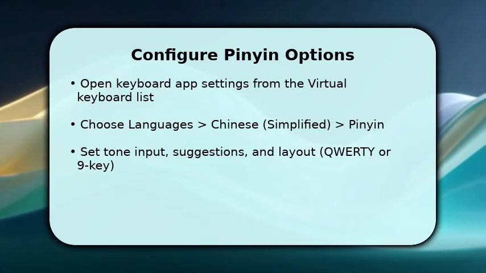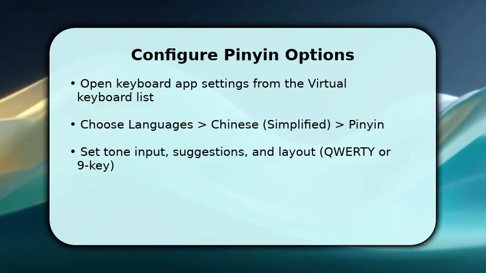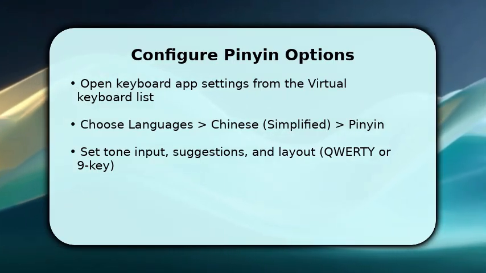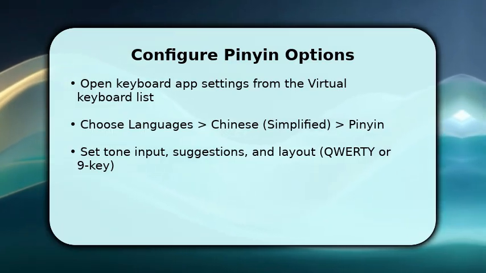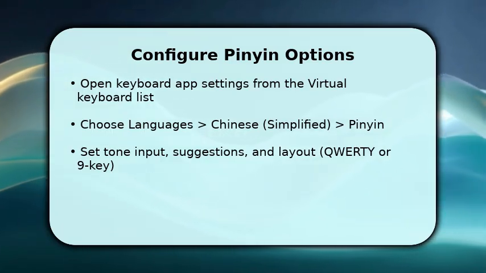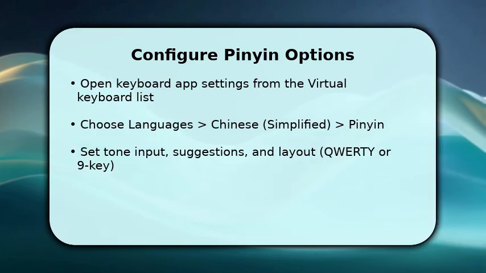Now configure Pinyin behavior inside the keyboard app. Open the keyboard settings from the virtual keyboard list and select languages. Add Chinese, then pick Pinyin as the input method. This connects Roman letters to Chinese characters.